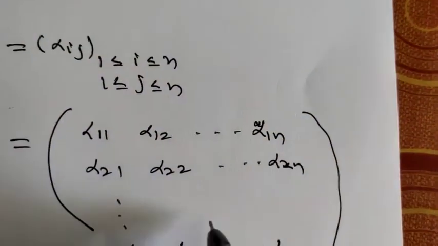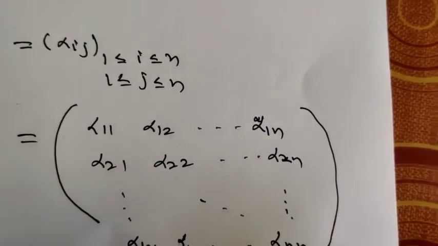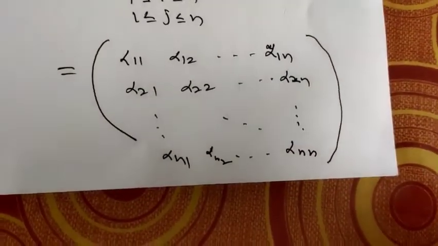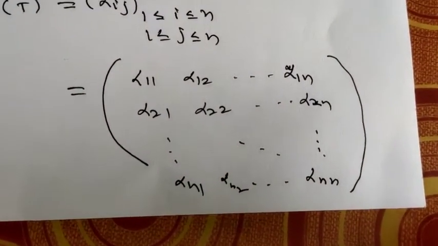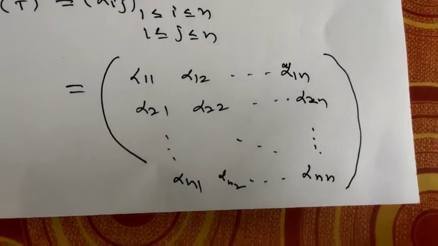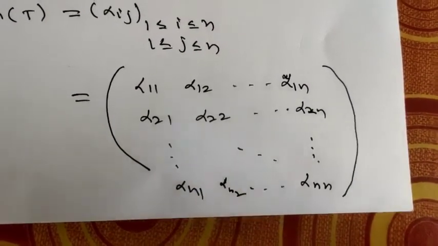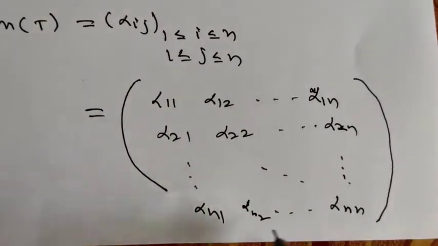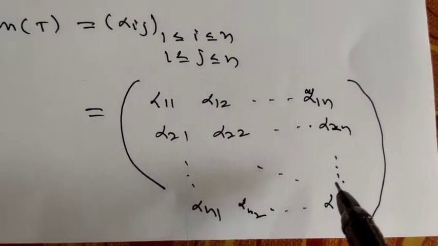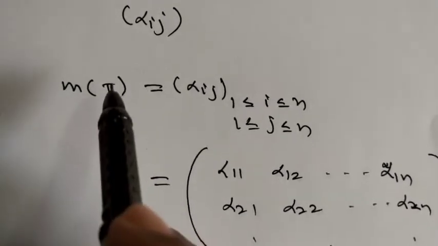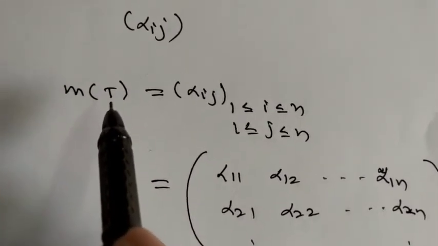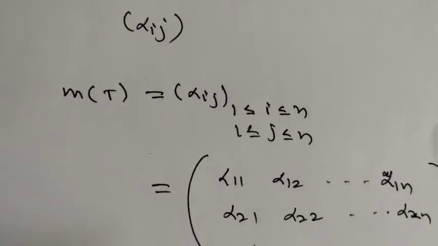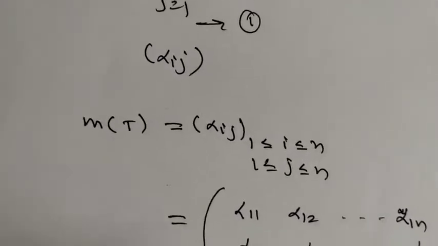So these are the n square elements which completely determine T. Whatever the properties T has, whether it is singular or non-singular or whatever, can be determined only through this matrix. This is called the matrix of the linear transformation T.